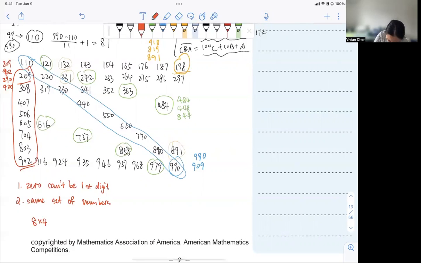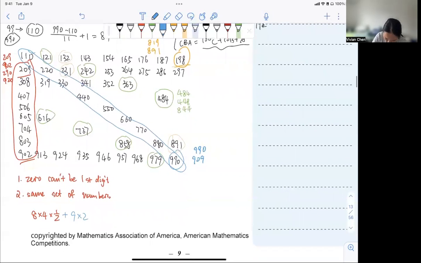Each has 4 permutations, but 2 of them are the same. Plus there are 1, 2, 3, 4, 5, 6, 7, 8, 9, so 9 of these, each has 2, and there's no duplicates. Plus the green ones, 1, 2, 3, 4, 5, 6, 7, 8. There are 8 of these times 3 permutations and no duplicates.